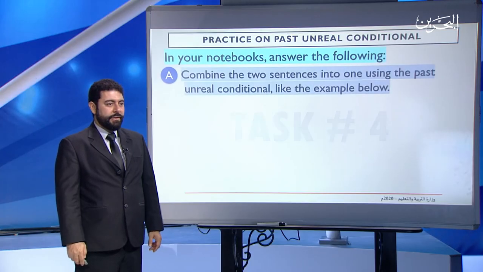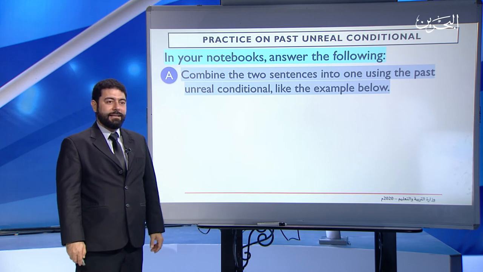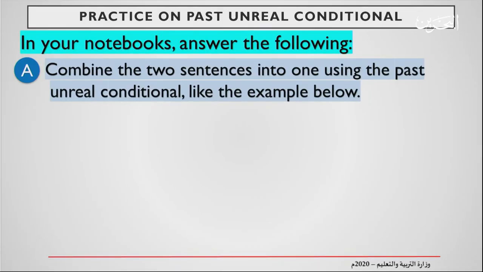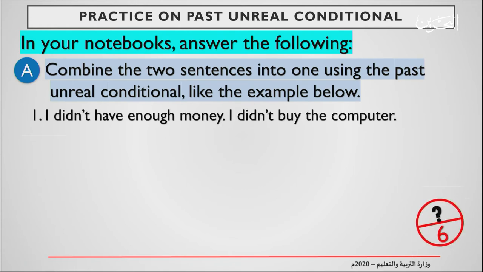Now, let's jump to task number four. So, in your notebooks, answer the following. Question A, combine the two sentences into one using the past unreal conditional, like the example below. And you have a mark of 6. Number one, I didn't have enough money. This is the first sentence. I didn't buy the computer.